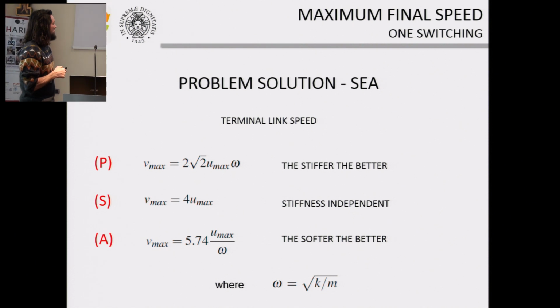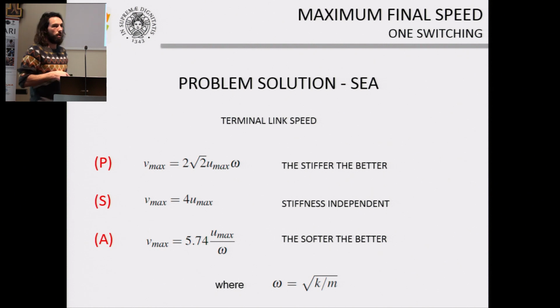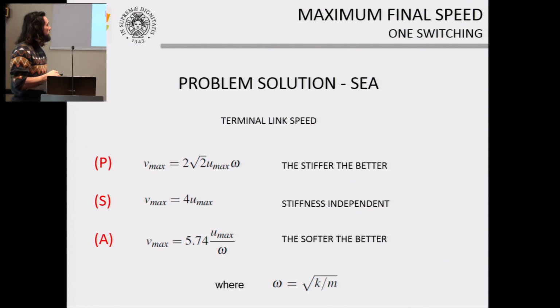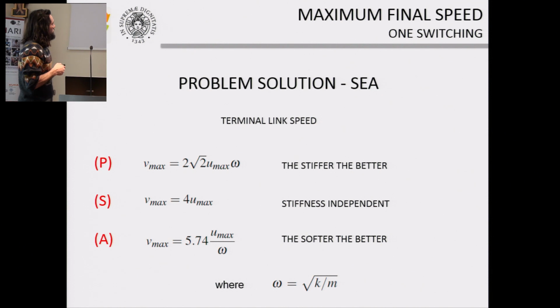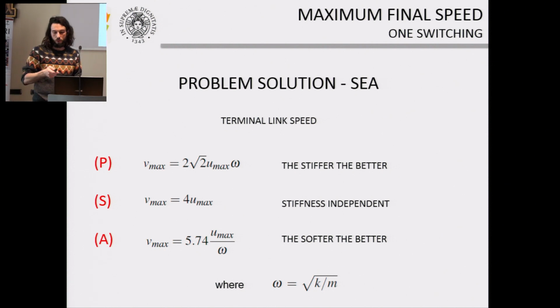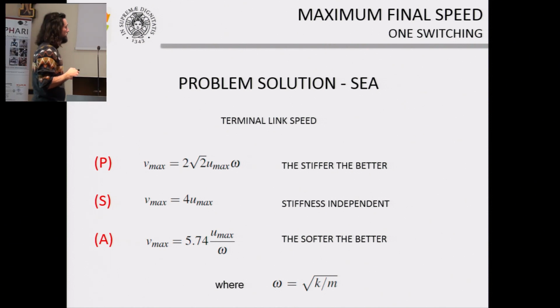In this case, you can see that for the position control case, the maximum speed that the actuator can reach. Of course, in all the three cases, the maximum speed depends on the bound on the control. That's obvious. But the most interesting fact is that in the position case, the maximum velocity is proportional to omega. In another, since the stiffness is the thing we are looking for, it is proportional to the square root of the stiffness.